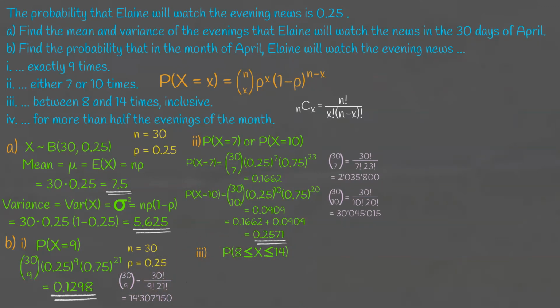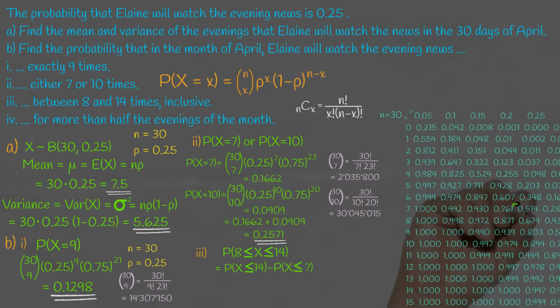If we want the probability between 8 and 14 times inclusive, then x is greater or equal to 8 and less than or equal to 14. So if we get the value for x less than or equal to 14 and subtract x less than or equal to 7, we should get our answer. So locating the table for n equals 30, we can work out the answer, which is 0.483.